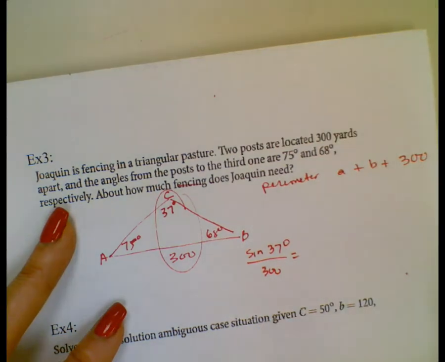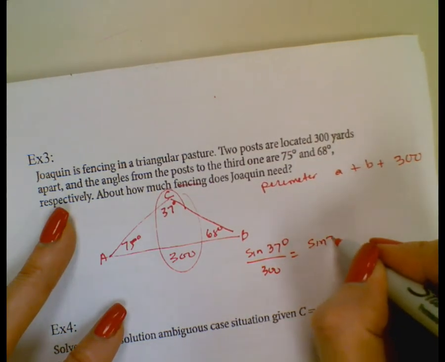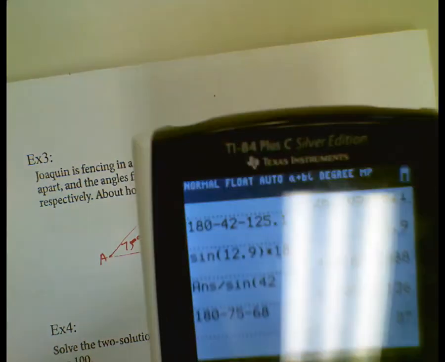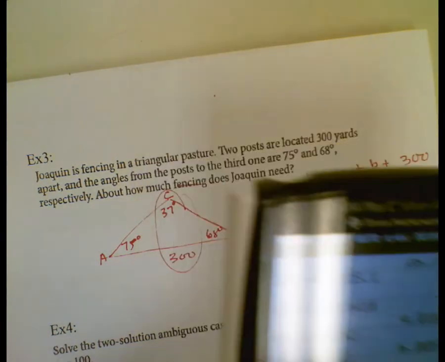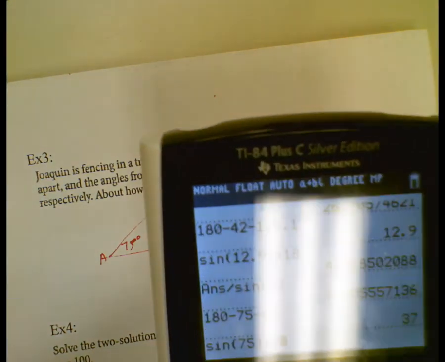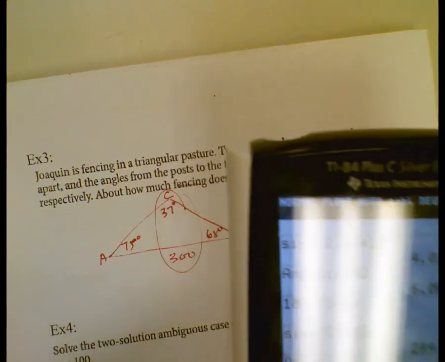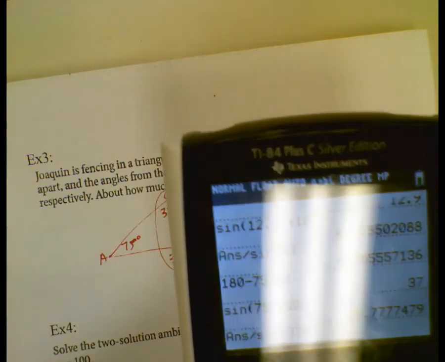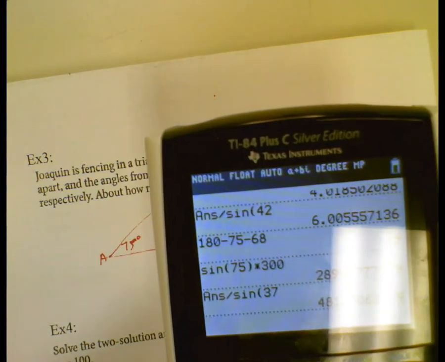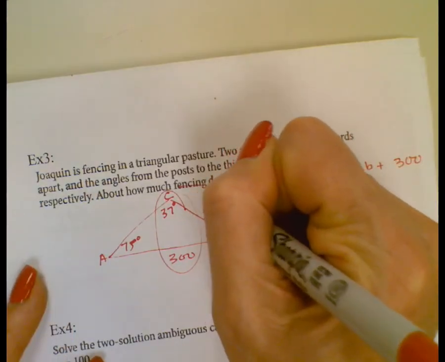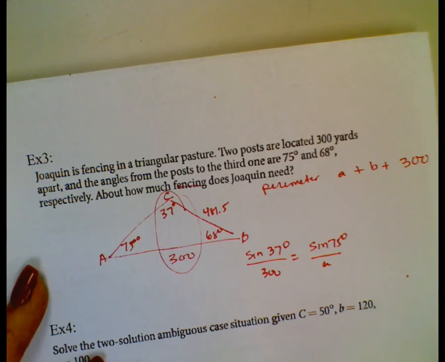Using law of sines, we're going to go sine 75 over side A. So we're going to go sine 75 times 300 divided by sine 37 for 481.5. So this side right here is 481.5. I'm going to fill that in.